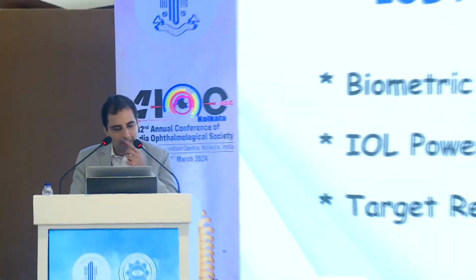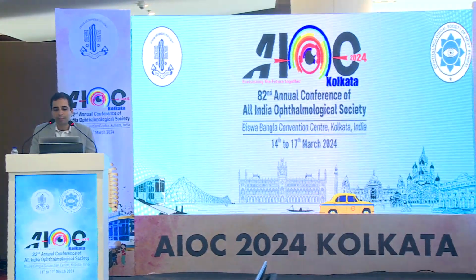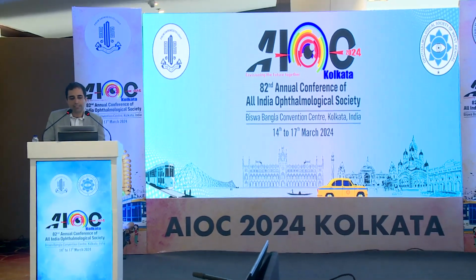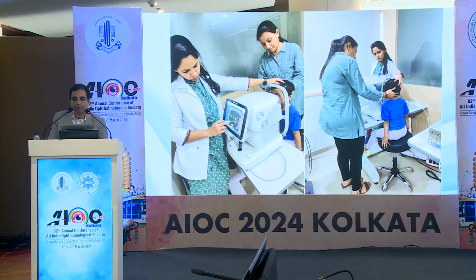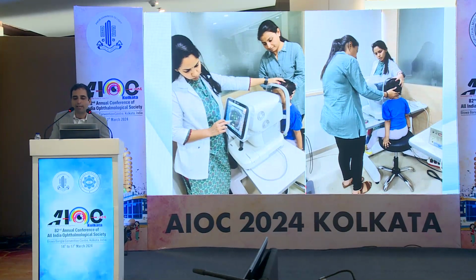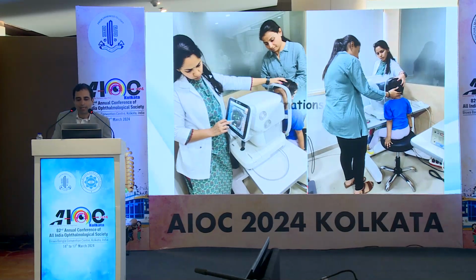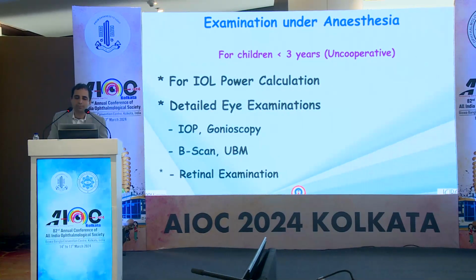So the primary challenges are getting a good measurement in children, what formula to use, and the target refraction. In older children who are able to sit up and allow us measurements on a machine, obviously we go and calculate as we would do in an adult person, except for the target refraction. But the majority of pediatric cataracts are uncooperative, which is children less than 3 years of age.